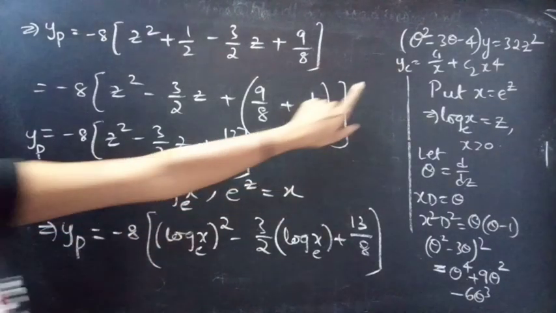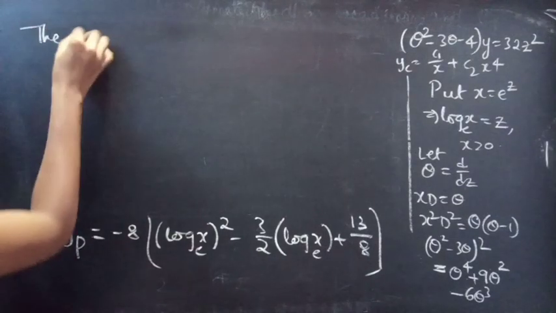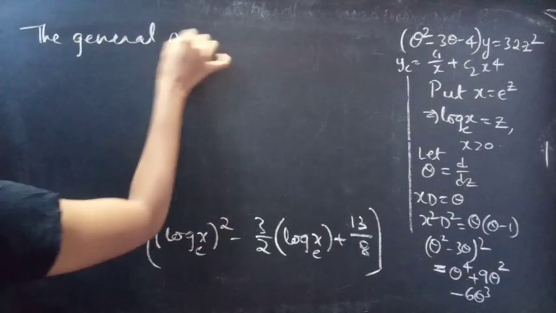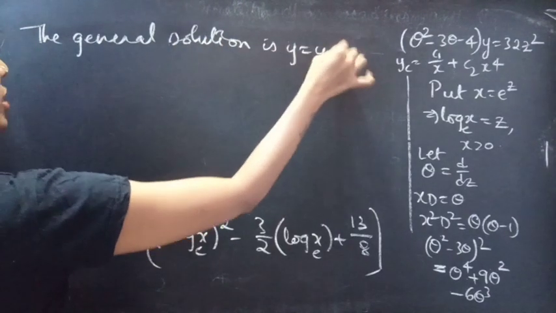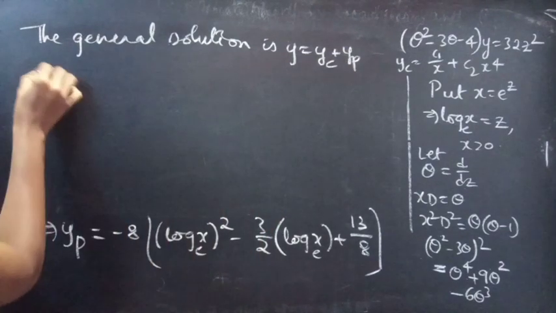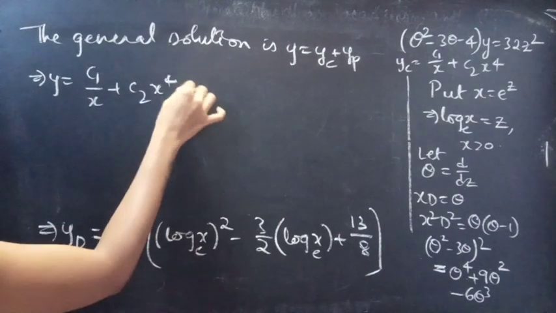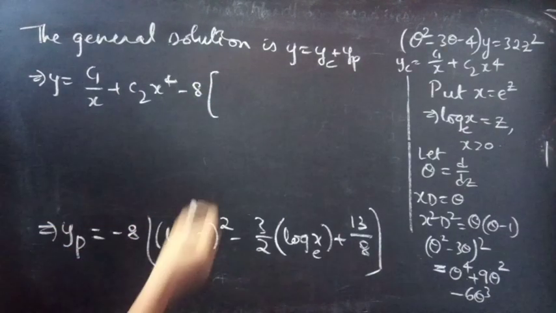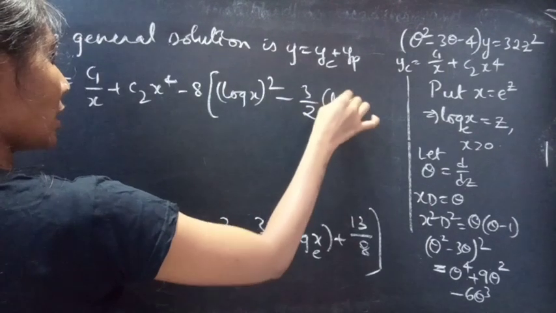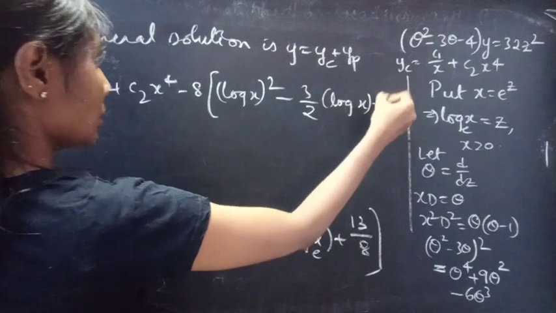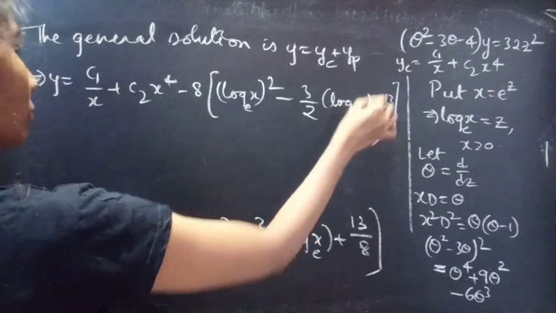We got yp and yc. Now let's write the general solution. The general solution is given by y equals yc plus yp. Then y equals yc, which is c1 by x plus c2 x power 4, and yp is minus 8 into (log x) whole square minus 3 by 2 log x plus 13 by 8. So this completes the problem.